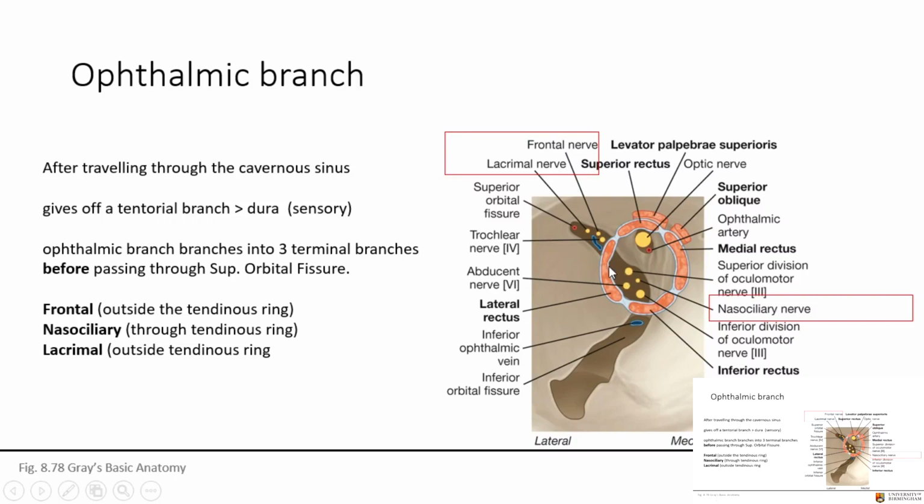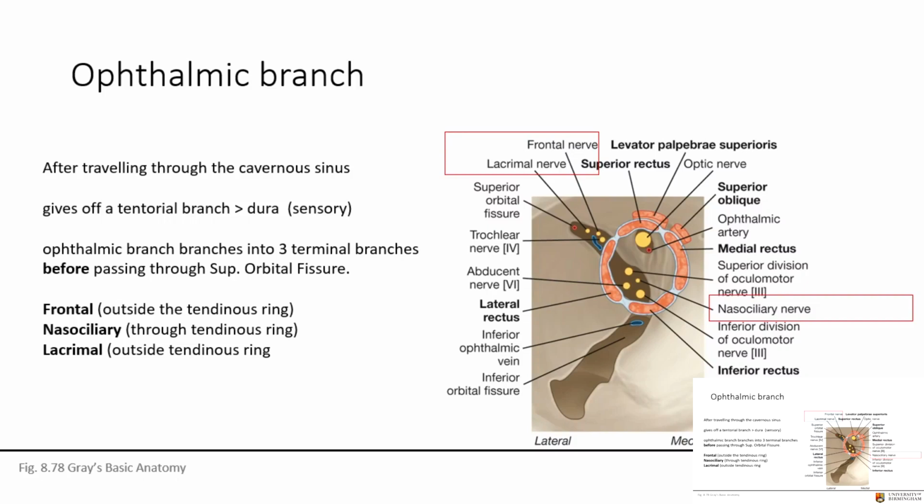Remember that through the superior orbital fissure we have all the branches of V1 going through, and the structures that will go to the eye: cranial nerves 3, 4, and 6. So it is very similar to what was located in the cavernous sinus, but in the cavernous sinus you will also find V2.